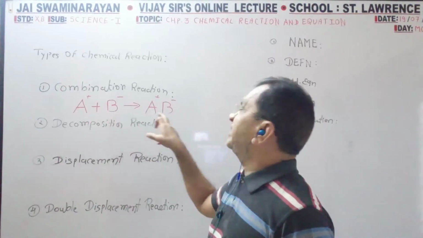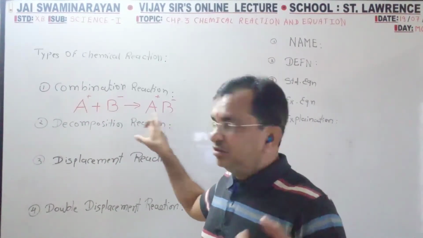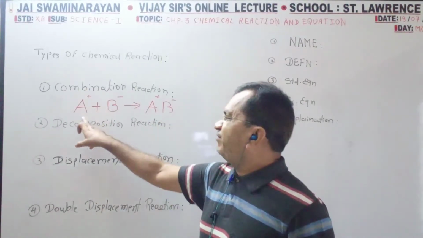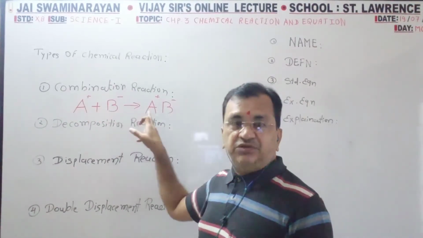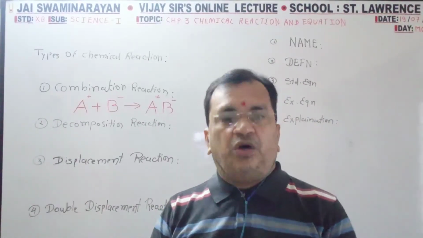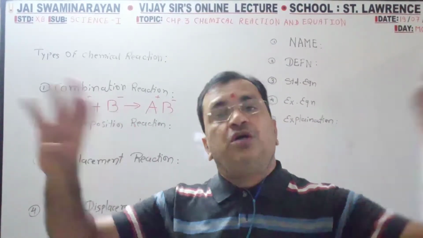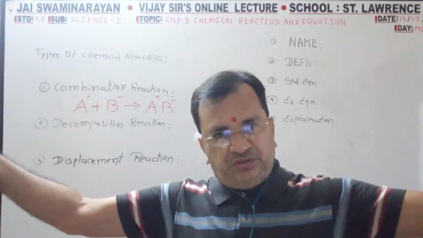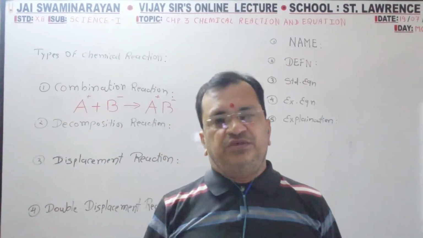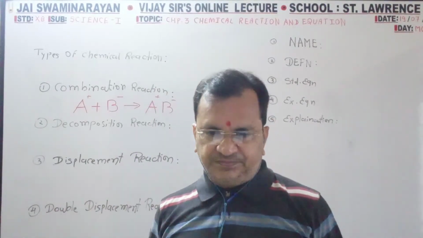Hydrogen plus oxygen gives water, H2O. Carbon plus oxygen gives carbon dioxide. Fe plus S gives FeS. So combination: two or more get combined and form only one compound. That is a combination reaction.